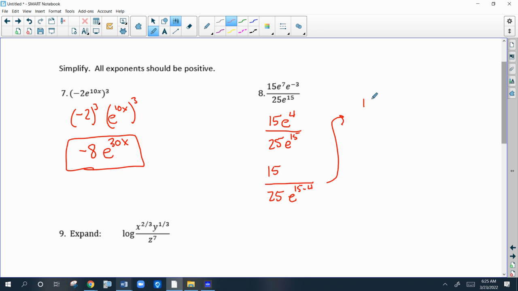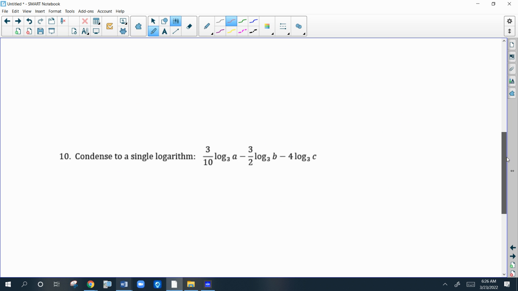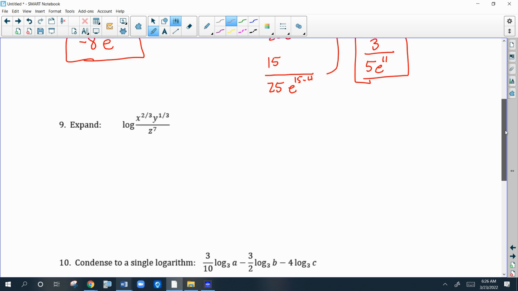So it's 15 over 25 e to the 11. Now the last thing you need to do is just reduce the fraction. That's just the regular, find something that goes into both those numbers because they're not exponents. That's obviously 5. So 5 goes into 15 3 times, 5 goes into 25 5 times, and that is the simplified version of that. So we have a couple more on this page. This is an easy page, I think.